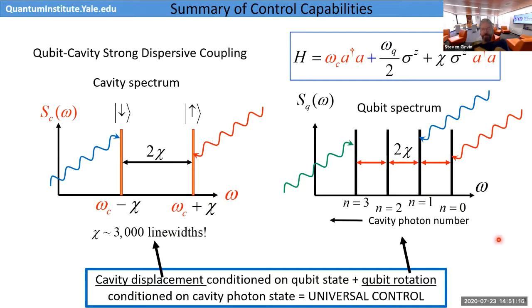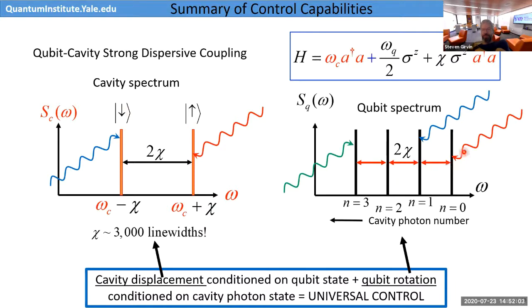So these are the two control capabilities that I want to emphasize. We have cavity frequency that depends on the state of the qubit. So if I apply a tone at this frequency, it will displace the harmonic oscillator that is the microwave oscillator if and only if the qubit is in the ground state. And a tone at this microwave frequency will shift the cavity state if and only if the qubit is excited. So this is cavity displacement conditioned on the qubit state.